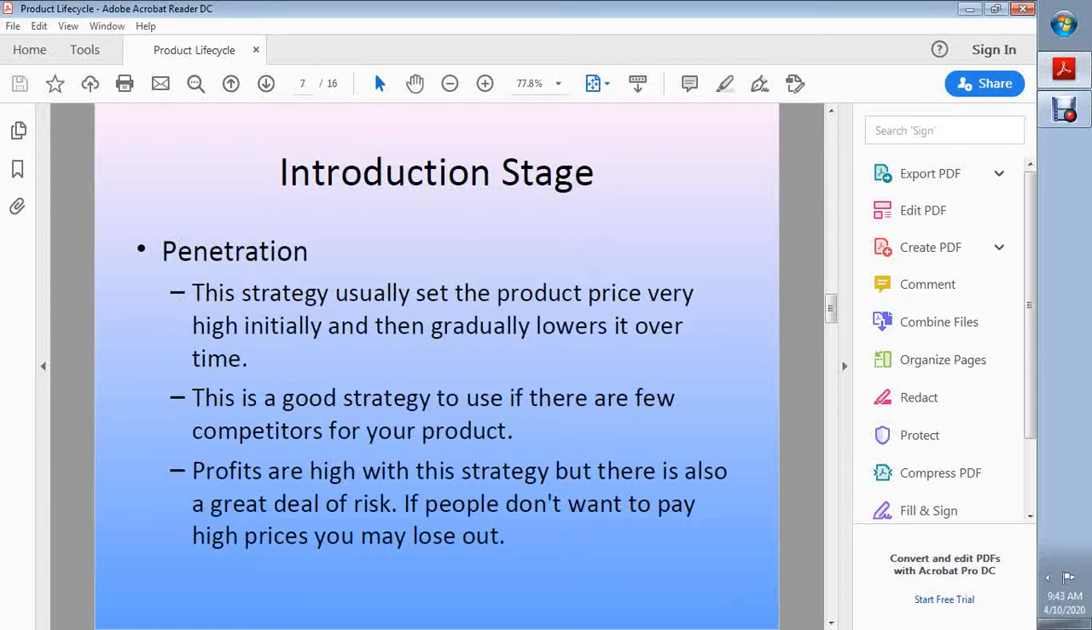What is penetration? This strategy usually sets the product price very high initially and then gradually lowers it over time. This is a good strategy to use if there are few competitors for your product. Profits are high with this strategy, but there is also a great deal of risk. If people don't want to pay high prices, you may lose out.